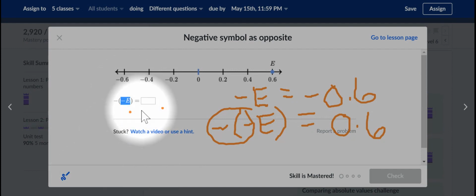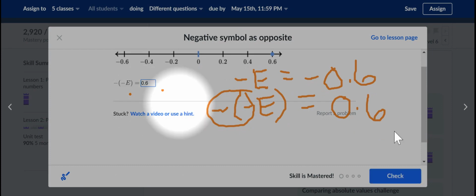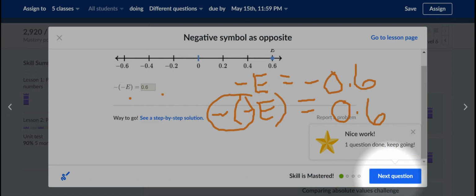So I'm going to go ahead and put that in. I'm sorry, my computer froze for a second. So 0.6 is what I'm going to put in. I'm going to check it, and that is correct. So let's look at the next question.